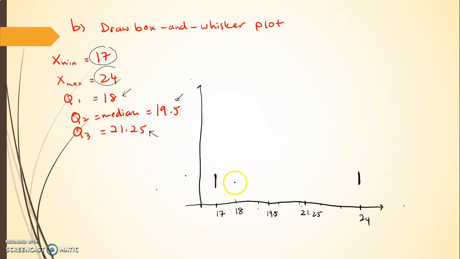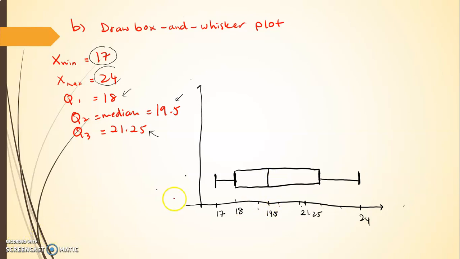Then for Q1, it is here. Please use a ruler. And then for Q3, it is here. And then for the median, it is here. Okay, and then this is a whisker. This is the end whisker, the end tail, and this is the rectangular box. Right? Okay. So this is your box and whisker plot.